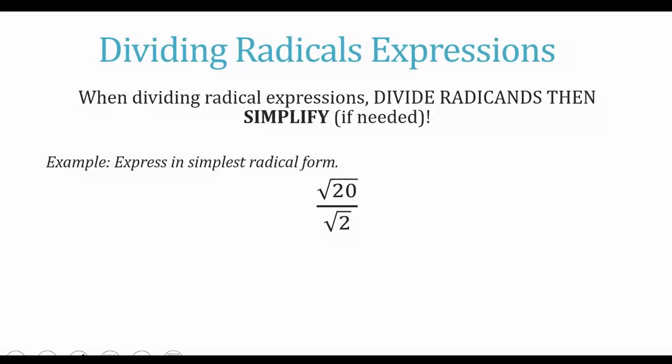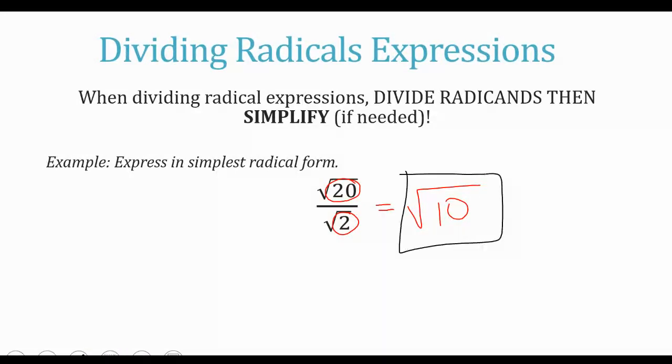Okay, so I'm going to circle those in red. So we're dividing 20 and 2. And when we divide that, we get radical 10. Now, is there a perfect square that can go into 10 that is bigger than 1? No. So this is our answer for this question, radical 10. We could not simplify, so we're going to leave it alone. But it's pretty straightforward. You divide your radicands and then go from there. Let's take a look at another example.